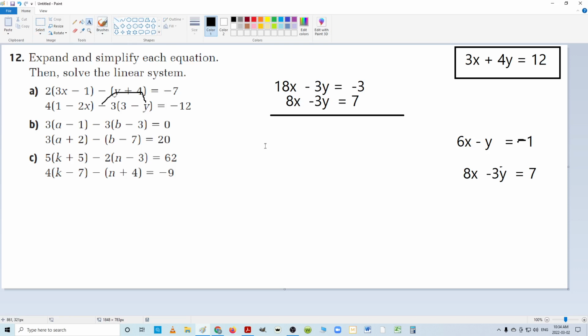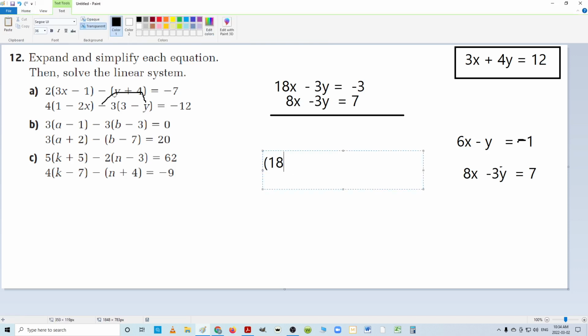It's actually good practice to mess up, especially if you can spot it. So I get 18x in a bracket minus a plus 8x on the bottom. And I got a plus minus, so it's going to be 18x minus 8x, so I get 10x. And again, the minus 3y minus minus 3y becomes minus 3y plus 3y, and it disappears.